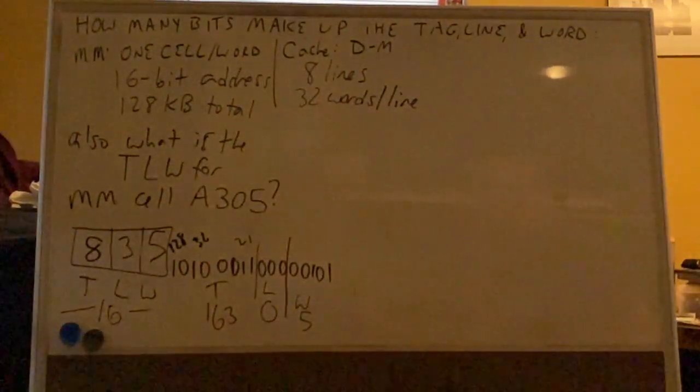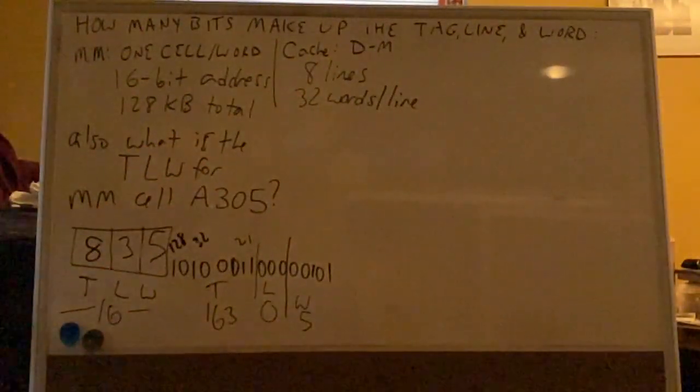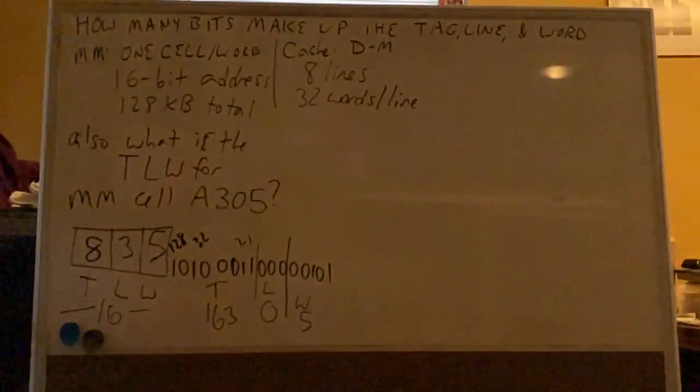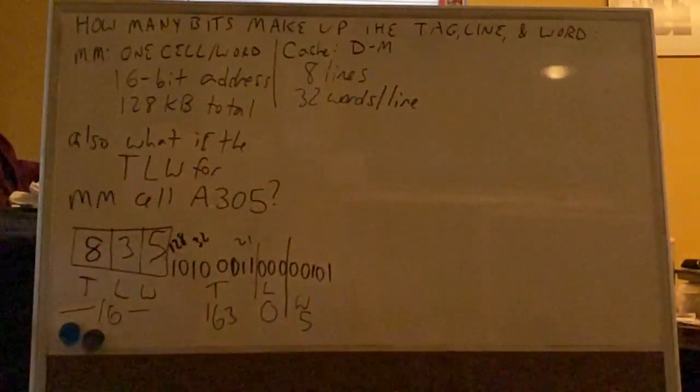Okay, let's try this example again. Hopefully you can see this screen. It's the exact final example from mapping direct mapped cache. Now we're going to introduce set associative cache.